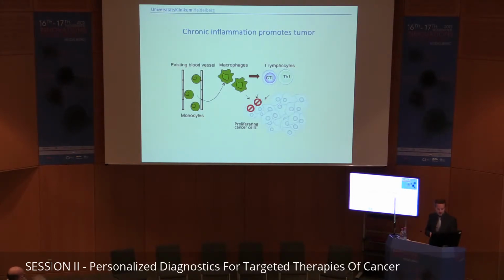immunogenic switch, and the tumor hijacks the immune system for its own purposes, meaning that we have a pro-tumoral phenotype of the macrophages that will actually promote tumor growth and also inhibit the adaptive immune system and promote processes such as angiogenesis and further proliferation of the cancer cells.